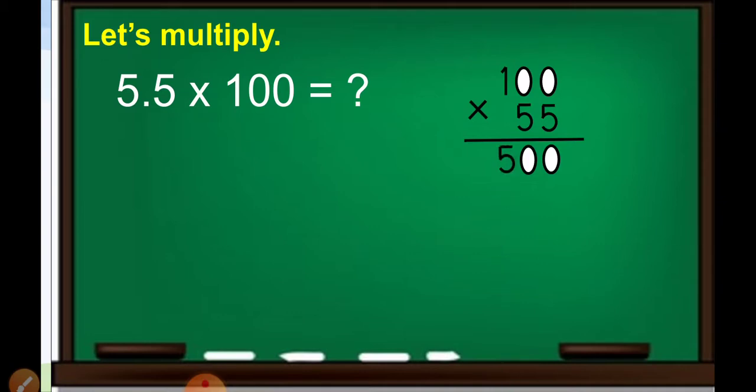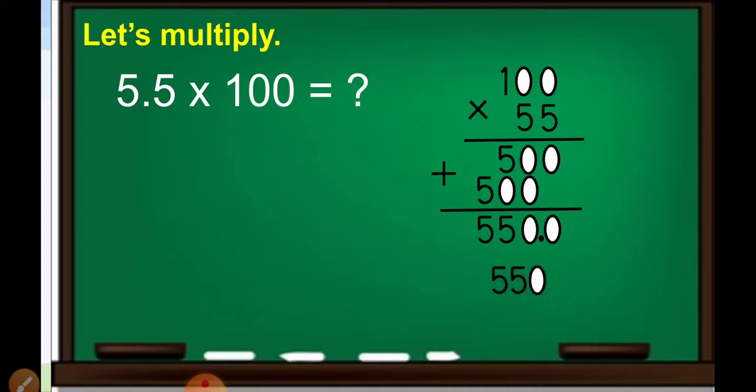Then the digit 5 in the tens place of the multiplier. 5 times 0 equals 0. 5 times 0 equals 0. And 5 times 1 equals 5. Now let's add the first partial product and the second partial product. Bring down 0. 0 plus 0 equals 0. 5 plus 0 equals 5. And bring down 5. And how many decimal places are there in the factors? There is one decimal place. So we will place the decimal point between the last 0 and 0. And the final answer or the product is 550.